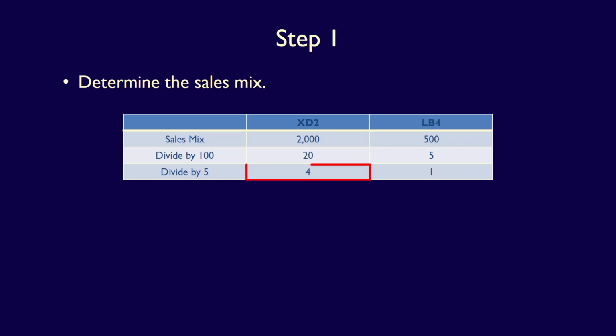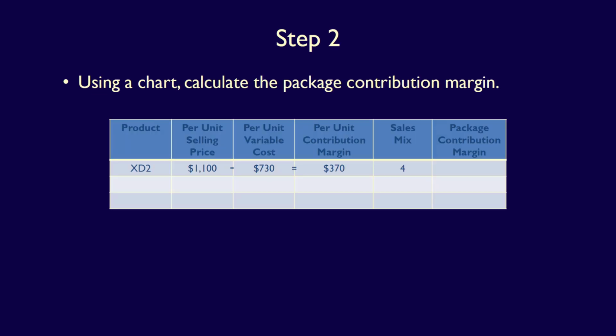We also know the sales mix for XD2, which is 4. So we can place that in the 5th column, sales mix, XD2, 4. Now, in order to calculate the package contribution margin, we have to take the unit contribution margin of $370 and multiply it by the sales mix of 4. $370 multiplied by 4 is equal to $1,480. Perfect.